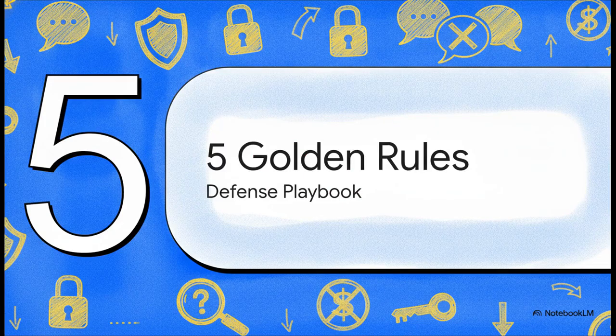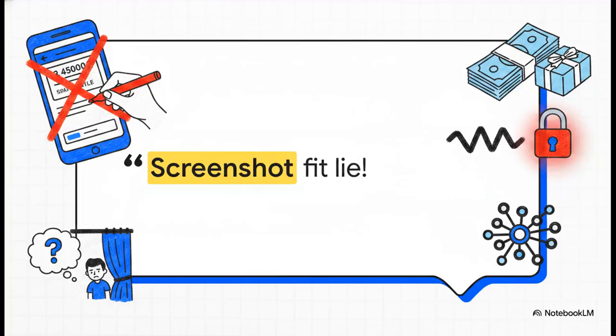So how do we fight back? Section 5, your 5 Golden Rules Playbook. Let's slow things down because this is the critical defense checklist you need to memorize before you part with your money or goods. Rule number 1 is absolutely non-negotiable.